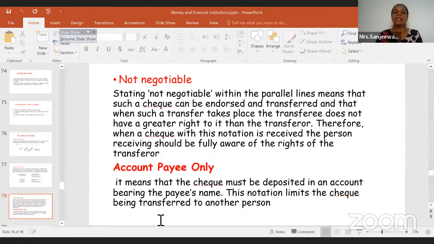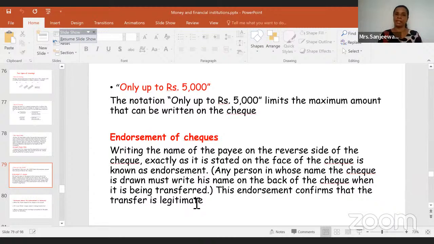Okay, so what's account payee only? That means the check should be deposited in an account bearing the payee's name. So this notation limits the check being transferred to another person. Only that person's account will get that. Suppose you have to pay me, so you are giving me a check. I need to pay another person, so I can transfer that check to that person. Account payee only limits those transfers. Then, only up to 5,000: if this notation is there, that will limit it up to a maximum amount. Okay, so those are the notations that you will get.